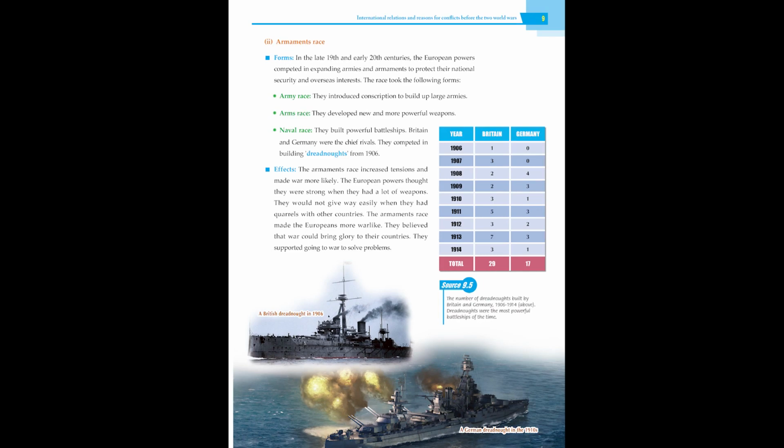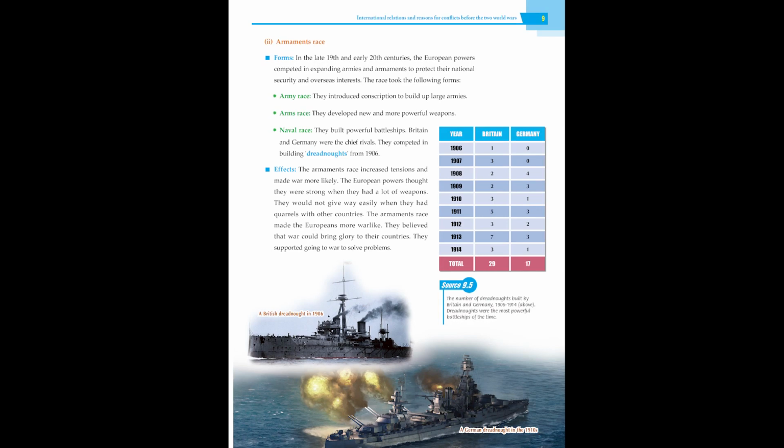Effects. The armaments race increased tensions and made war more likely. The European powers thought they were strong when they had a lot of weapons. They would not give way easily when they had quarrels with other countries. The armaments race made the Europeans more warlike. They believed that war could bring glory to their countries. They supported going to war to solve problems.